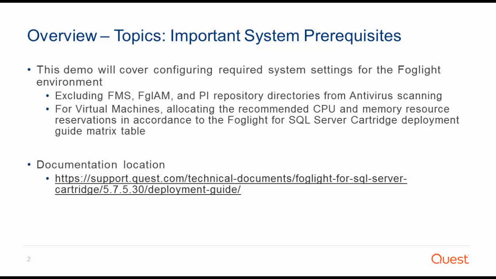These requirements suggest excluding the Foglight Management Server, Foglight Agent Manager, and Performance Investigator repository directories from Antivirus Scanning. Also, for virtual machines, allocating the recommended CPU and memory resource reservations in accordance to the Foglight for SQL Server cartridge deployment guide. The omission of these recommendations can have serious performance implications within the functionality of the Foglight software and associated database repositories.